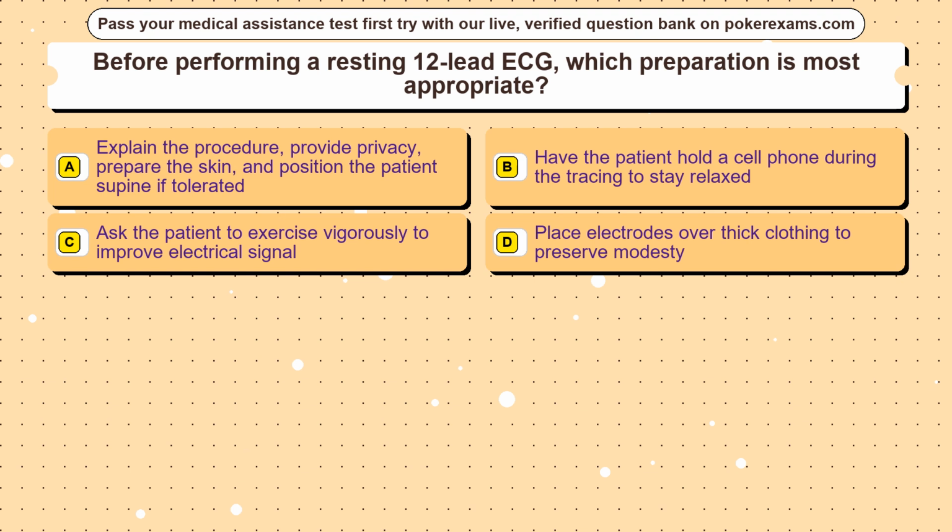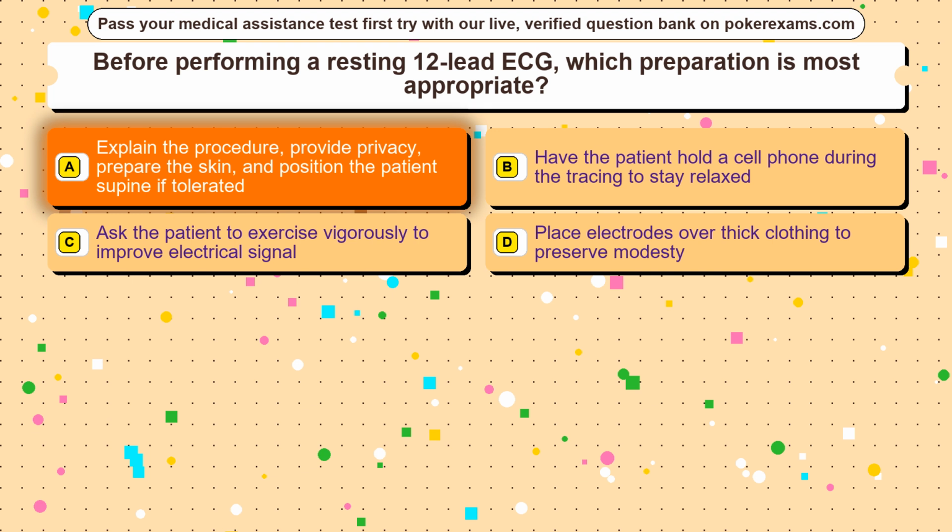Question 69. Before performing a resting 12-lead ECG, which preparation is most appropriate? Option A. Explain the procedure, provide privacy, prepare the skin, and position the patient supine if tolerated. Option B. Have the patient hold a cell phone during the tracing to stay relaxed. Option C. Ask the patient to exercise vigorously to improve electrical signal. Option D. Place electrodes over thick clothing to preserve modesty. The correct answer is option A.